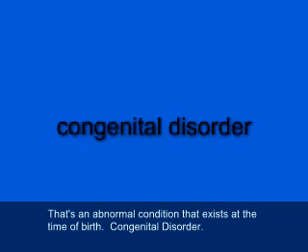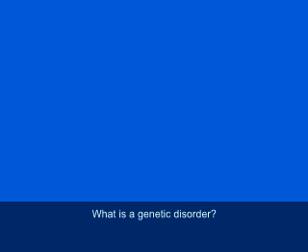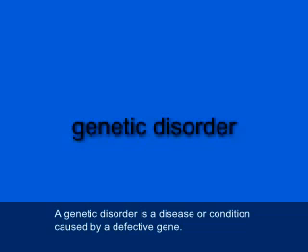That's an abnormal condition that exists at the time of birth. It's spelled C-O-N-G-E-N-I-T-A-L D-I-S-O-R-D-E-R. What is a genetic disorder? A genetic disorder is a disease or condition caused by a defective gene.